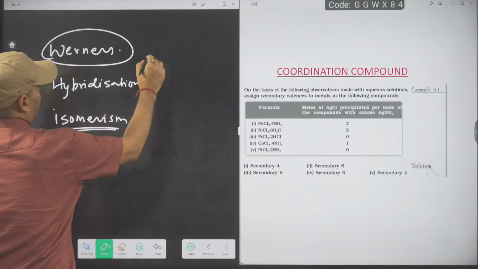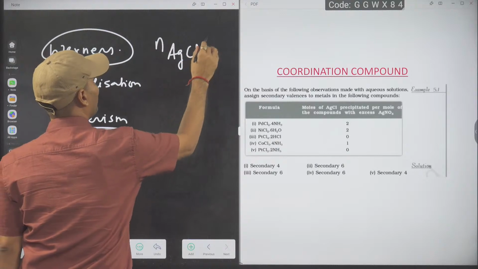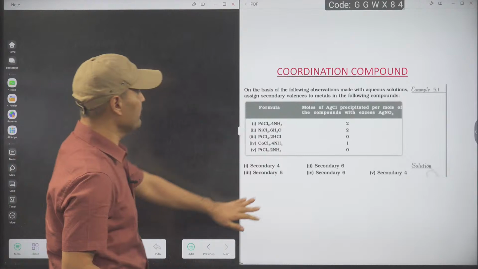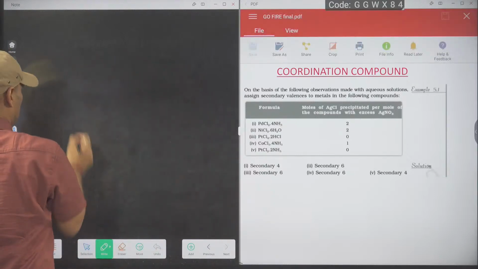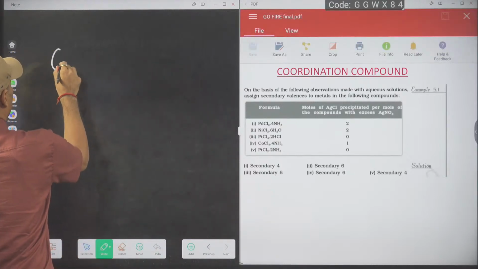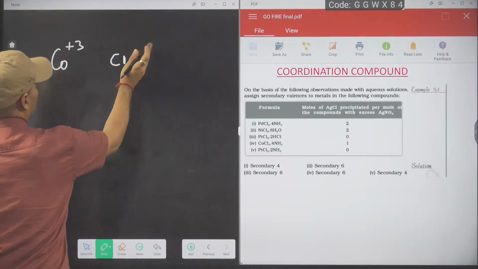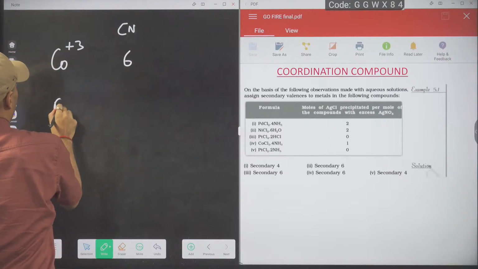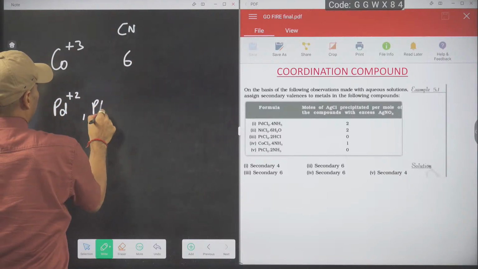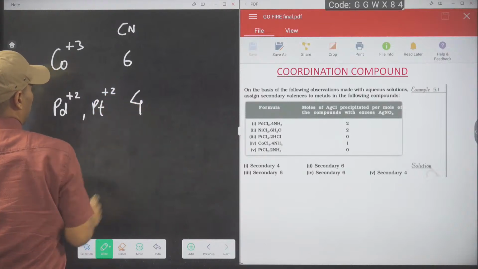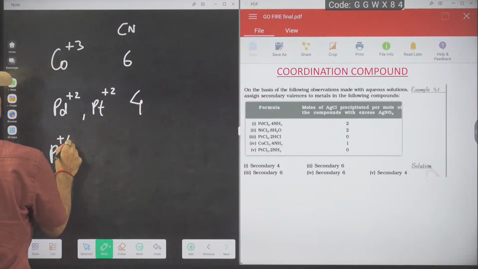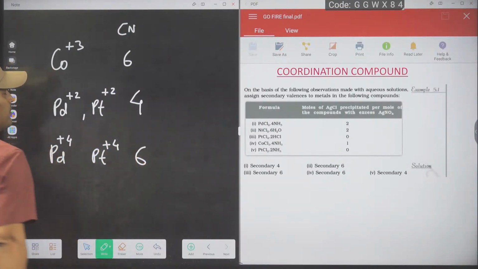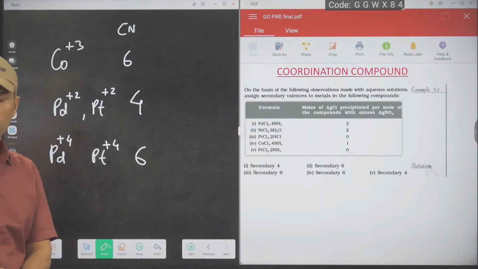Like Werner's theory, they ask you moles of AgCl precipitated. A few points I am telling you about oxidation state. Like cobalt plus 3 is there, na? Then coordination number is 6. This you can remember. Palladium plus 2 or platinum plus 2, then coordination number is 4. Palladium plus 4 or platinum plus 4, then coordination number is 6. These 3 things you can remember.